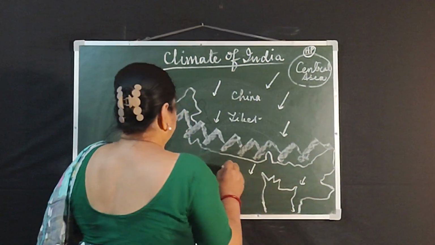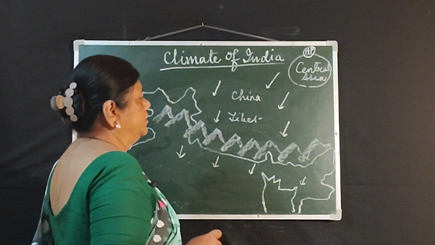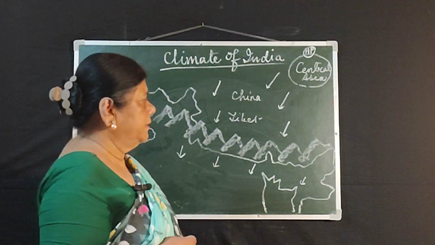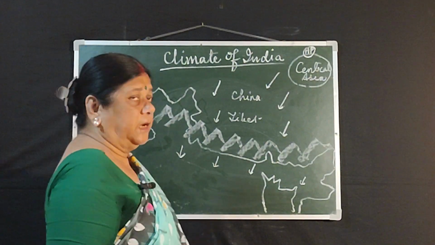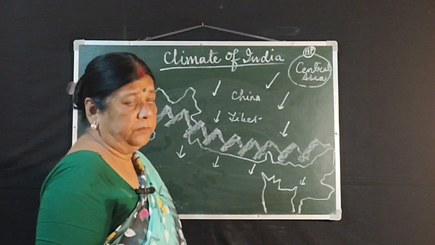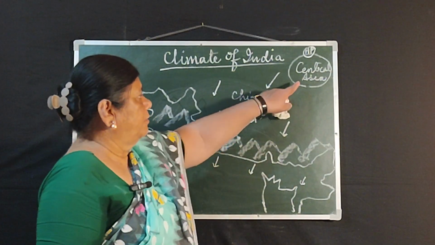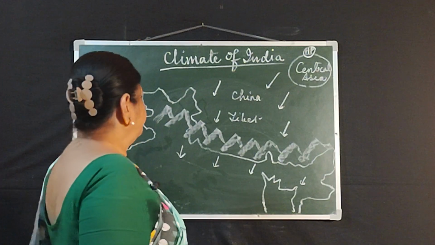The winter monsoons are offshore winds because they are blowing from land towards the sea. They don't carry any moisture, but they are very dry and very cold because they are blowing from a cooler area. That's why the winds are very cold.